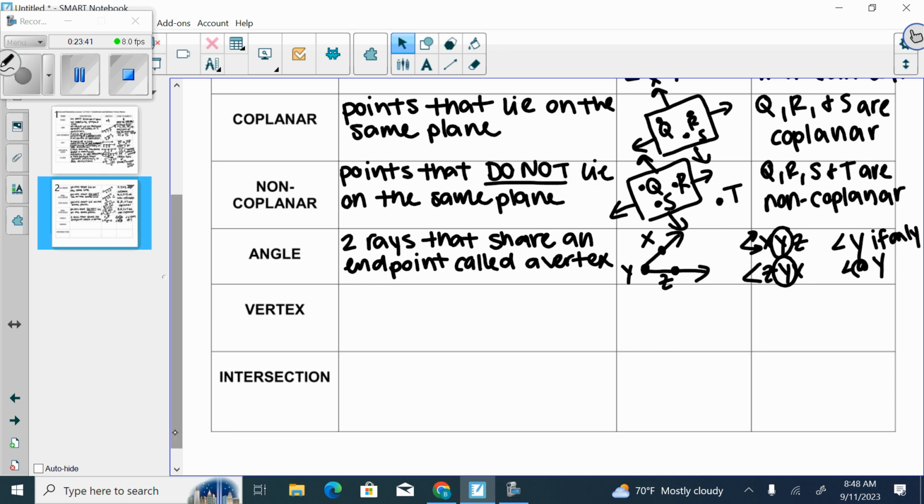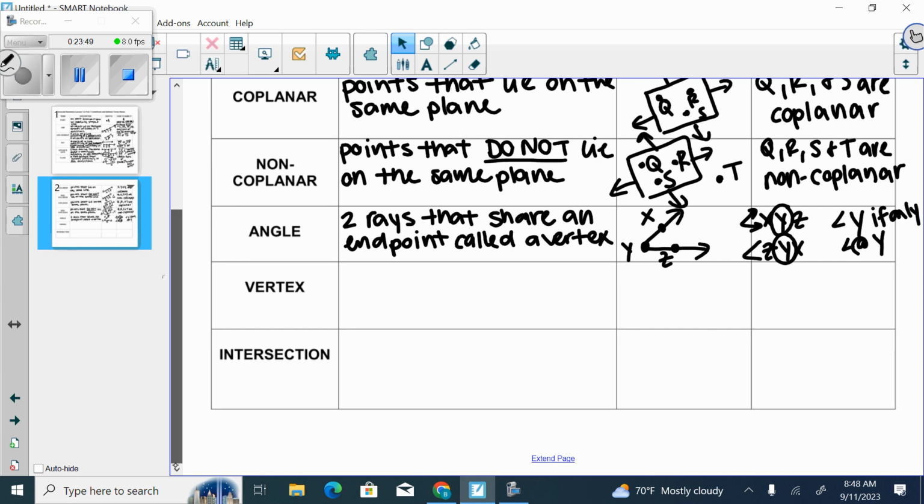So we can name it this if only angle at Y. All right, and then we have our vertex. Well, we just said that Y is the vertex, right? This is that common endpoint that is shared in our angle.